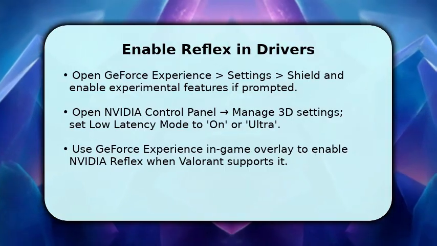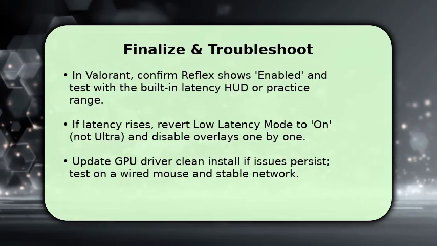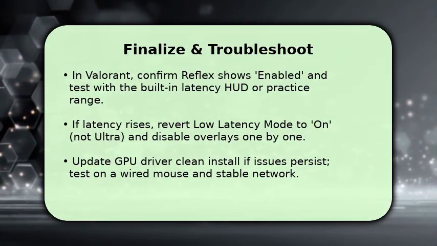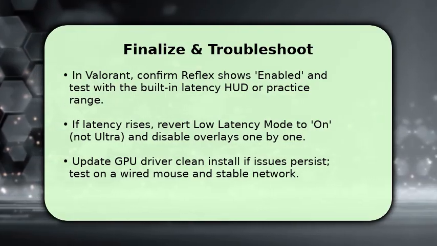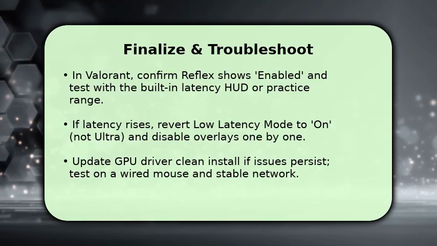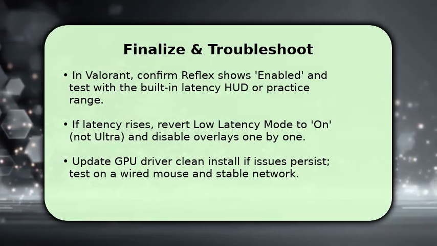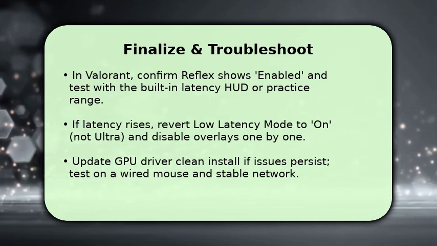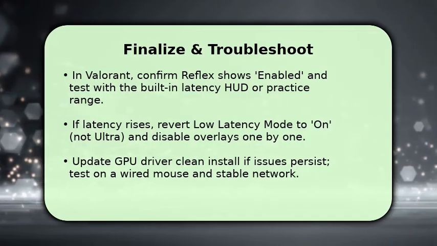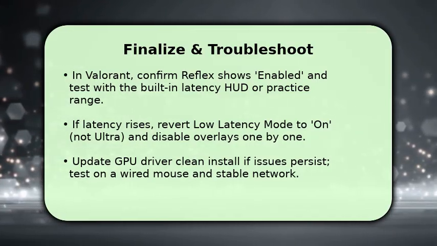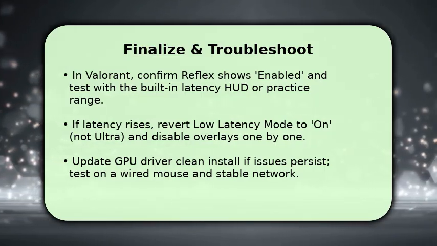You finish by confirming Reflex is active inside Valorant and verifying reductions using the latency HUD or practice range timing. If you see higher latency, change low latency mode from ultra to on and disable overlays such as Discord, FPS counters, or streaming tools. These often add unexpected input delay. If problems continue, perform a clean driver install and test with a wired mouse and stable Ethernet connection to isolate hardware or network causes. This completes the setup.